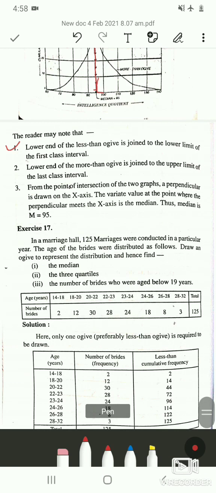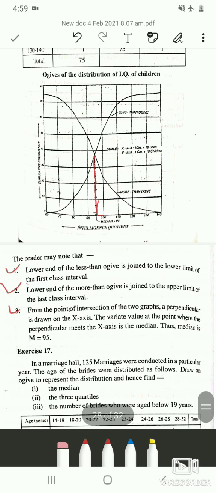So note that the lower end of the less than ogive is joined to the lower limit of the first class interval. The lower end of the more than ogive is joined to the upper limit of the last class interval. From the point of intersection of the two graphs, a perpendicular line is drawn on the x-axis. The variate value at the point where the perpendicular meets the x-axis is the median. Thus the median, that is M, is 95.